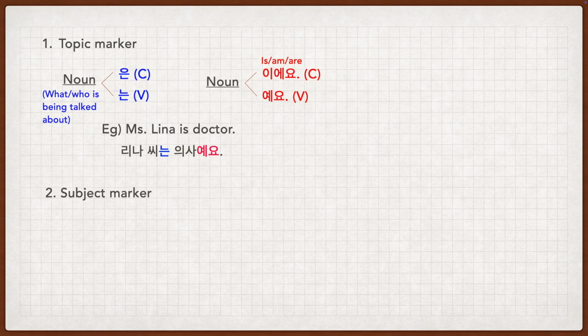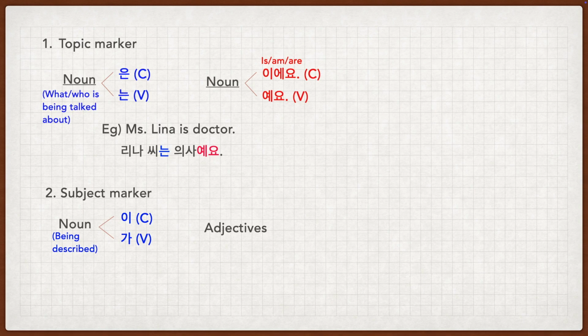And the second one, we learned about the subject marker. The subject marker, we're going to use with adjectives. So an adjective was a describing word. So with an adjective, to the noun being described, we have to attach the subject marker 이 or 가.